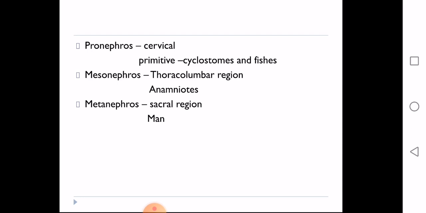So pronephros is developing in the cervical region, and if you look in lower animals, this pronephros is seen to be the kidney in the cyclostomes and certain types of fishes. Alright, the mesonephros is developing in the thoracolumbar region, and this is the kidney in the case of amphibians and most of the fishes. Metanephros is developing in the sacral region, and it is the kidney in man.